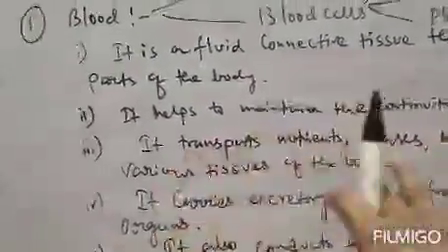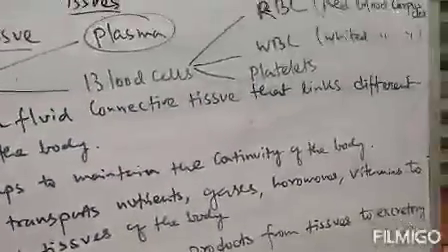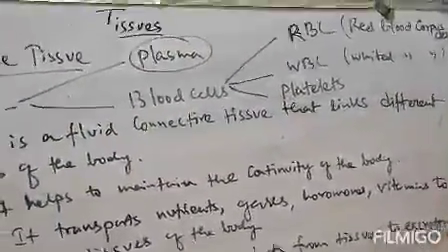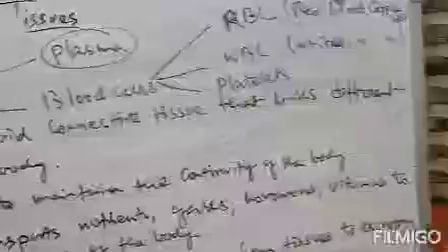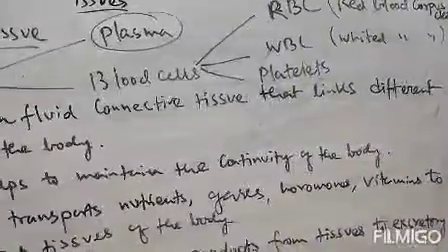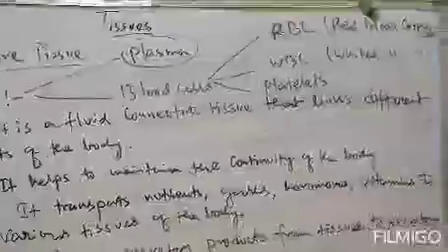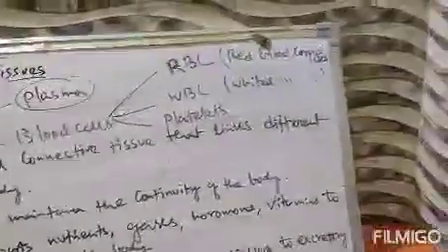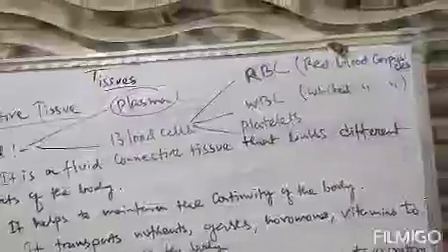So this is all about blood and mainly plasma. Now we will talk about different constituents of blood cells, that means RBC, WBC and platelets. So RBC stands for red blood corpuscle. It helps in the transport of respiratory gases. So just write whatever I am telling. RBC helps in the transport of respiratory gases.